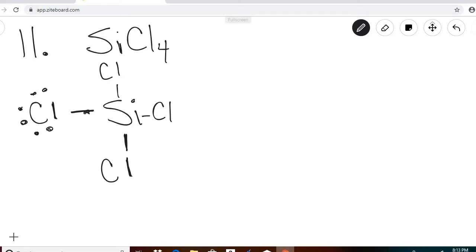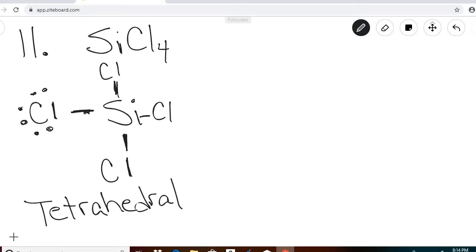But then for this question, we're asked to determine the shape. Okay, so we look at this and we see that the central atom, which is silicon, has 4 pairs of electrons around it, and none of those are unshared. So its shape would be tetrahedral.